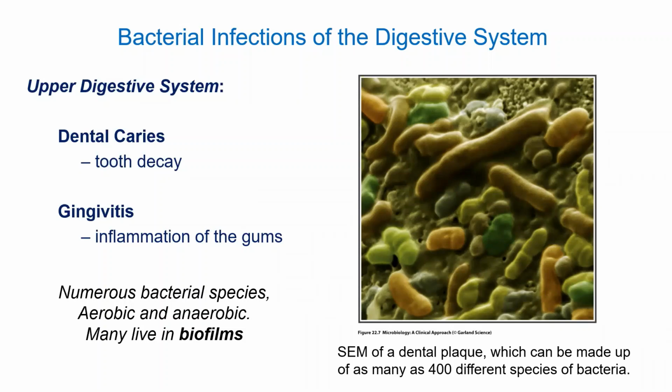And they can live on your teeth and on your gums and biofilms, which is why we brush our teeth. We're trying to remove those biofilms. So if you have a choice between a toothbrush and toothpaste, pick the toothbrush. Mechanically removing those biofilms is important for dental health.